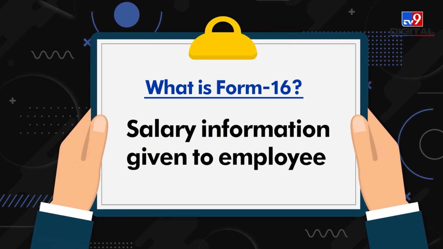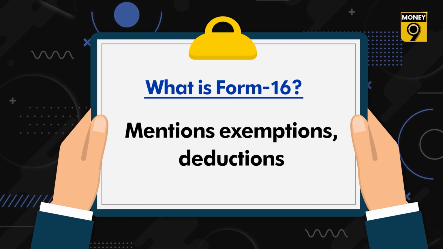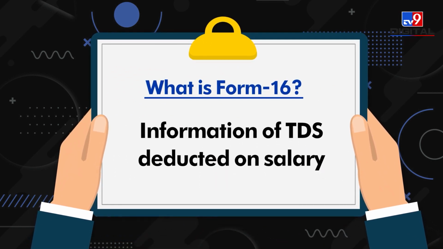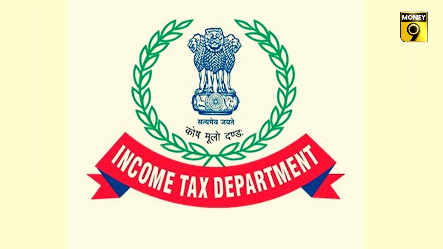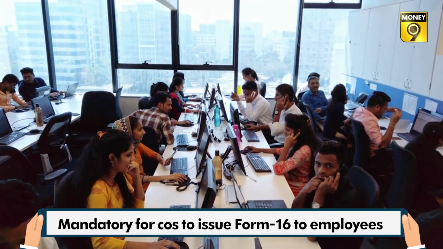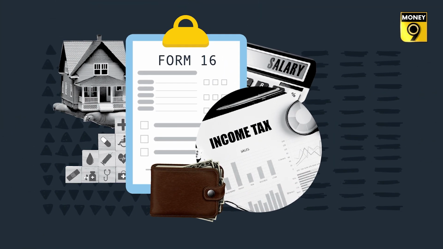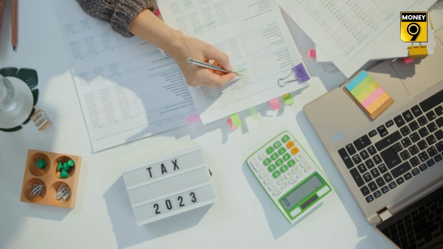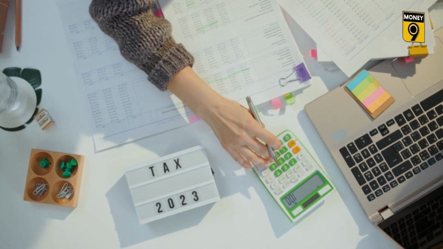Form 16 mentions the salary given to the employee, the exemption and deduction claimed on his behalf. Not only this, it also contains information about the tax deducted at source on the salary by the employer. It is mandatory for the company to issue Form 16 to the employee under Section 203 of the Income Tax Act. Match the details given in Form 16 with the pre-filled data of ITR form when the return is filed online. After this, details from Form 16 are taken and filled in the ITR form in offline mode.